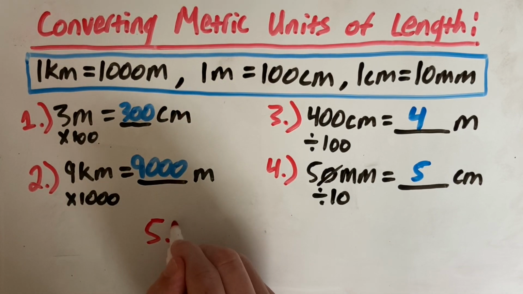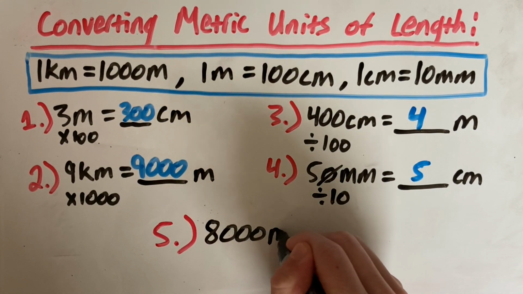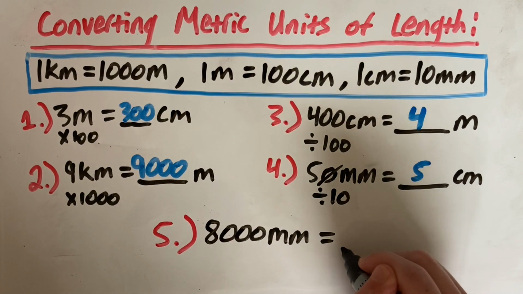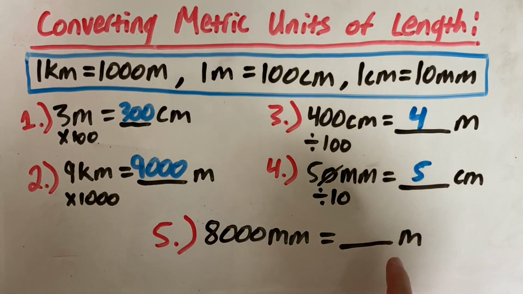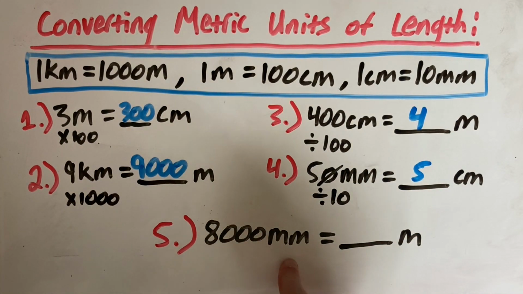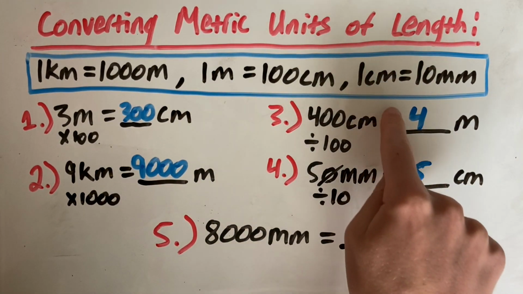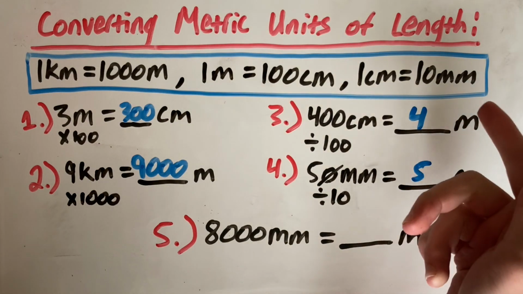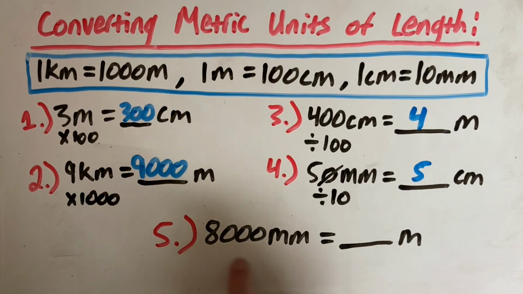Anyway, for this last problem, problem number 5, let's do a hard one. 8,000 millimeters is equal to how many meters? If you go up to our conversion table up the top, you can see we have no conversion between millimeters and meters. However, we can still get there by using our other conversion rates. First, let's go from millimeters to centimeters. How many centimeters is 8,000 millimeters? Going from millimeters to centimeters, we're dividing by 10 or taking away 1 zero. So 8,000 millimeters is equal to 800 centimeters.